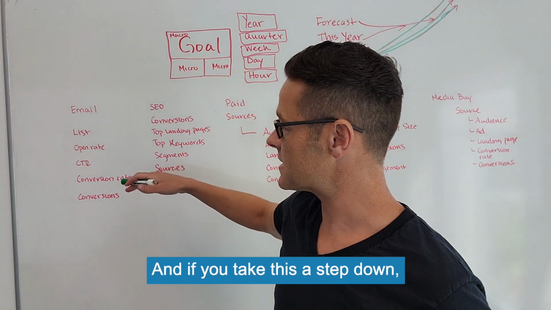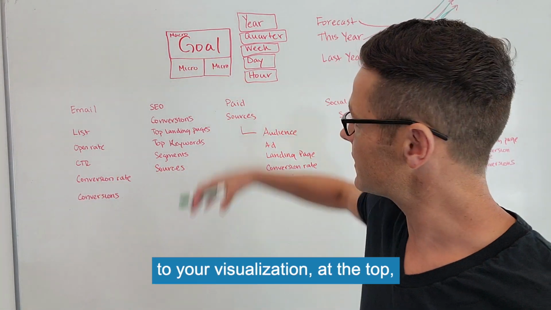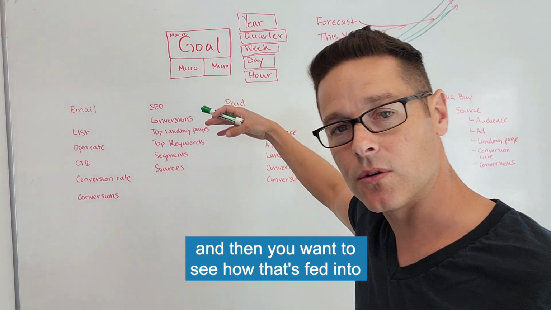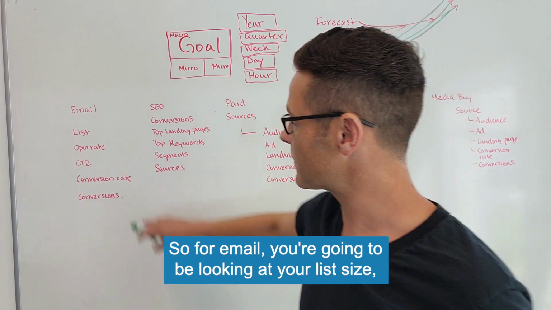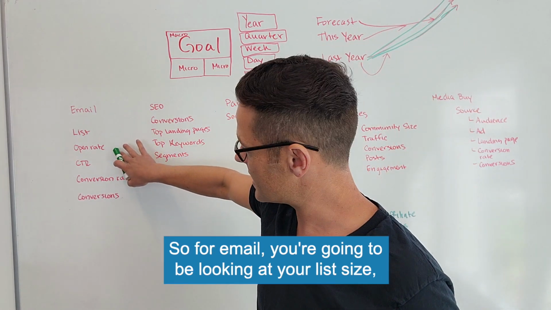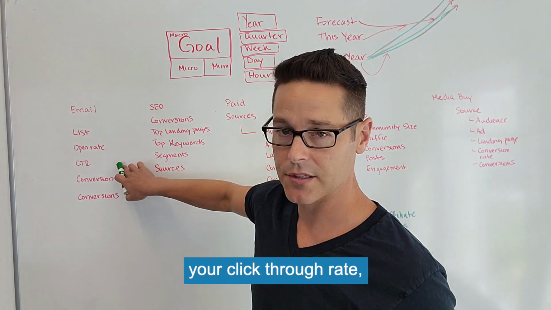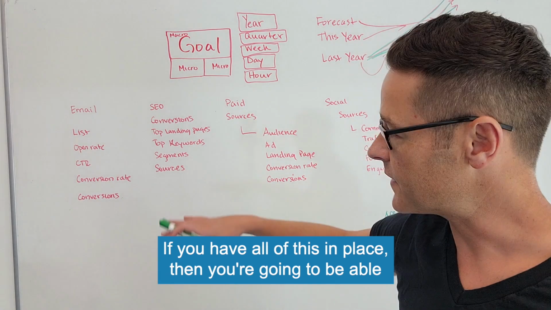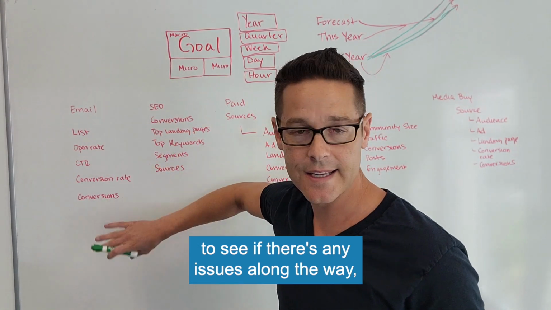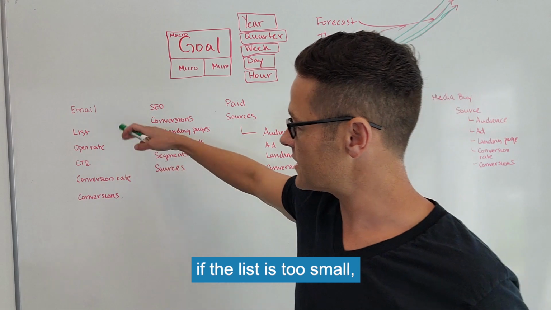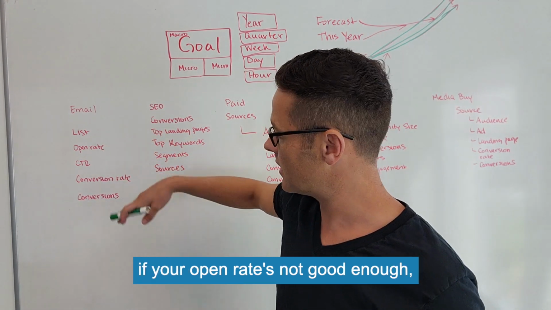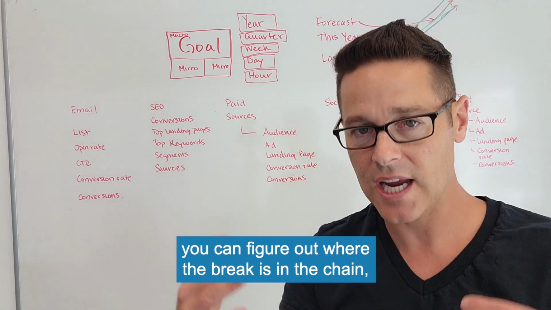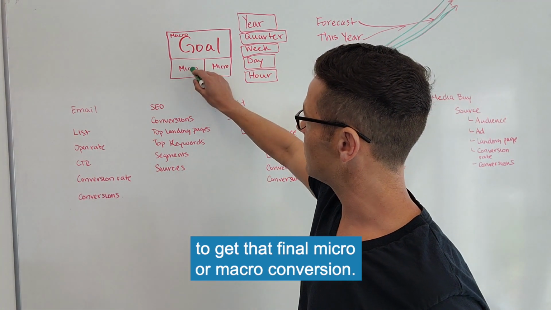And if you take this a step down for your visualization, at the top, you're going to want to have your macro goal, and then you want to see how that's fed into through your different mediums and sources. So for email, you're going to be looking at your list size. You're going to be looking at your open rate, your click-through rate, your conversion rate, and your conversions. If you have all of this in place, then you're going to be able to see if there's any issues along the way. If the list is too small, your open rate's not good enough, your click-through rate's too low, you can figure out where the break is in the chain to get that final micro or macro conversion.